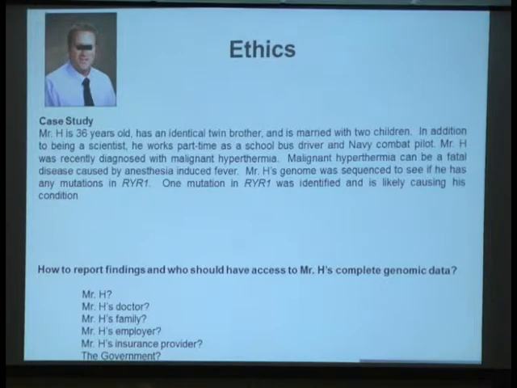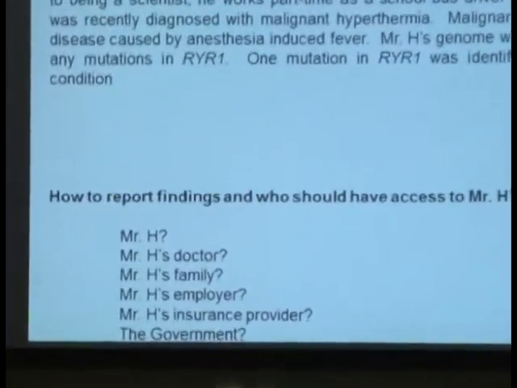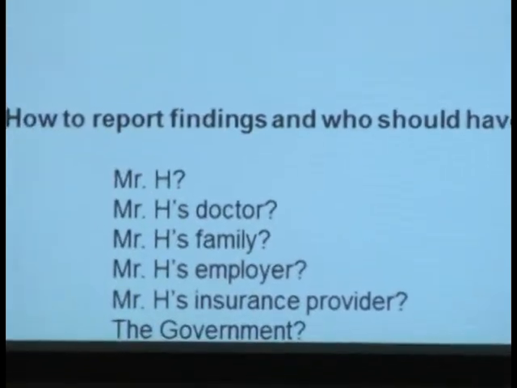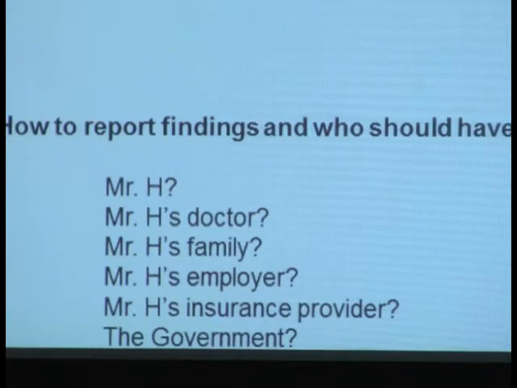So one of the challenges is how do we report these findings? Who should have access to Mr. H's complete genomic data as well? Should Mr. H have this data? In this case, it probably would be useful. His doctor, probably useful. What about his family? So he has an identical twin brother. Should he know that?